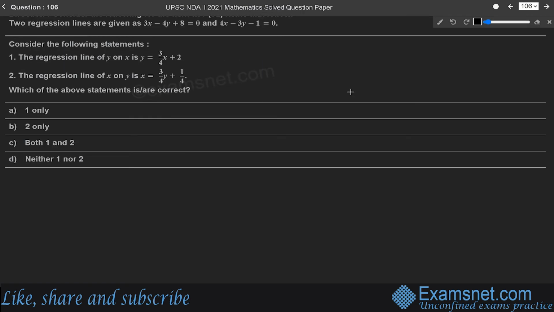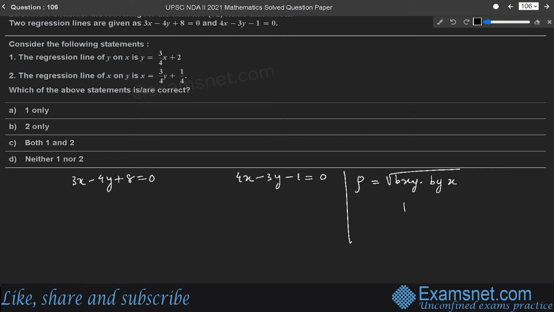Next question is, two regression lines are given, which are 3x minus 4y plus 8 is equal to 0 and 4x minus 3y minus 1 is equal to 0. There is a concept that the correlation coefficient is equal to the square root of bxy into byx, and we know that it lies between minus 1 and plus 1. Also, if bxy is greater than 1, then obviously byx will be less than 1.